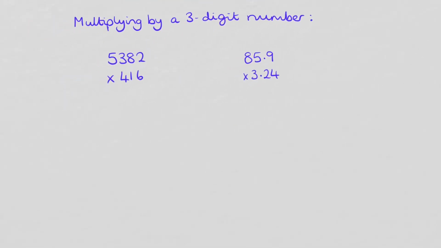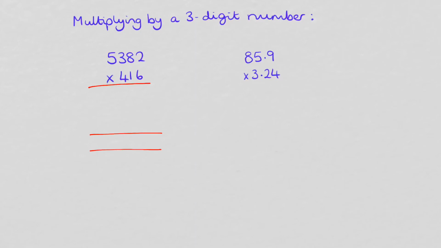Then we're just going to have a quick look at 3-digit numbers. It will not surprise you, I hope, that it's exactly the same sort of setup, but in the first line we're multiplying by 400, on the second line we're multiplying by 10, and on the third line we're multiplying by 6, so that when we add them up we've multiplied by 416. Okay, so to multiply by 400 we're going to ignore the other digits and we're going to put 2 zeros, and then we're going to multiply by 4.